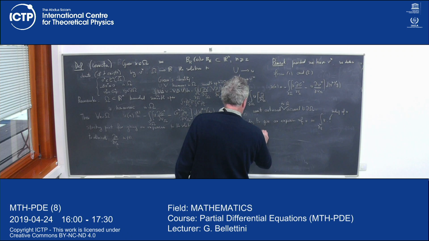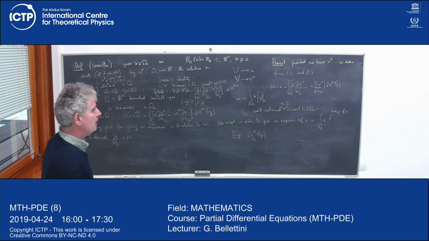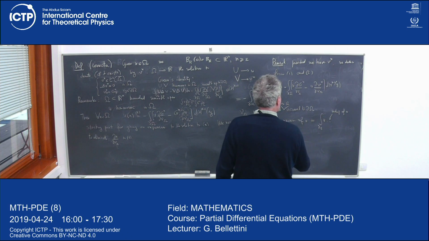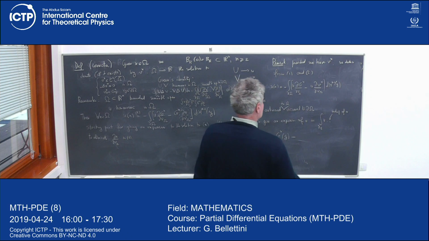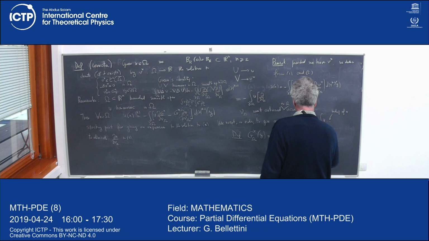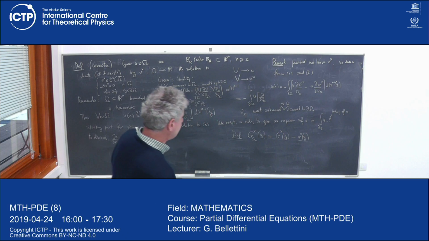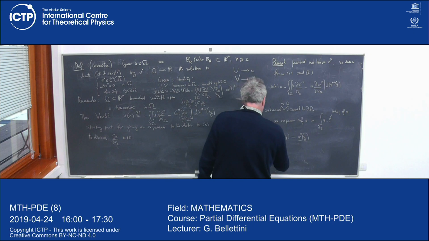Gx omega of y. Let me denote it as Gx of y minus Vx of y. Where is this object defined? So this is a definition.